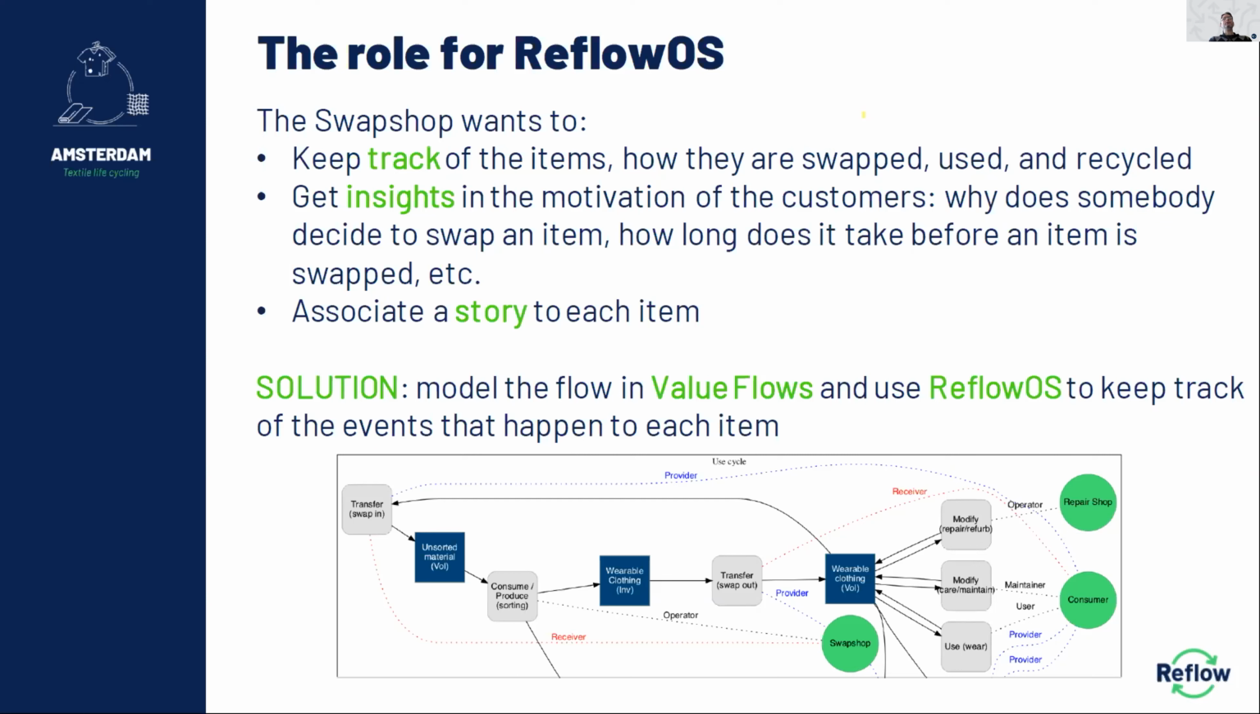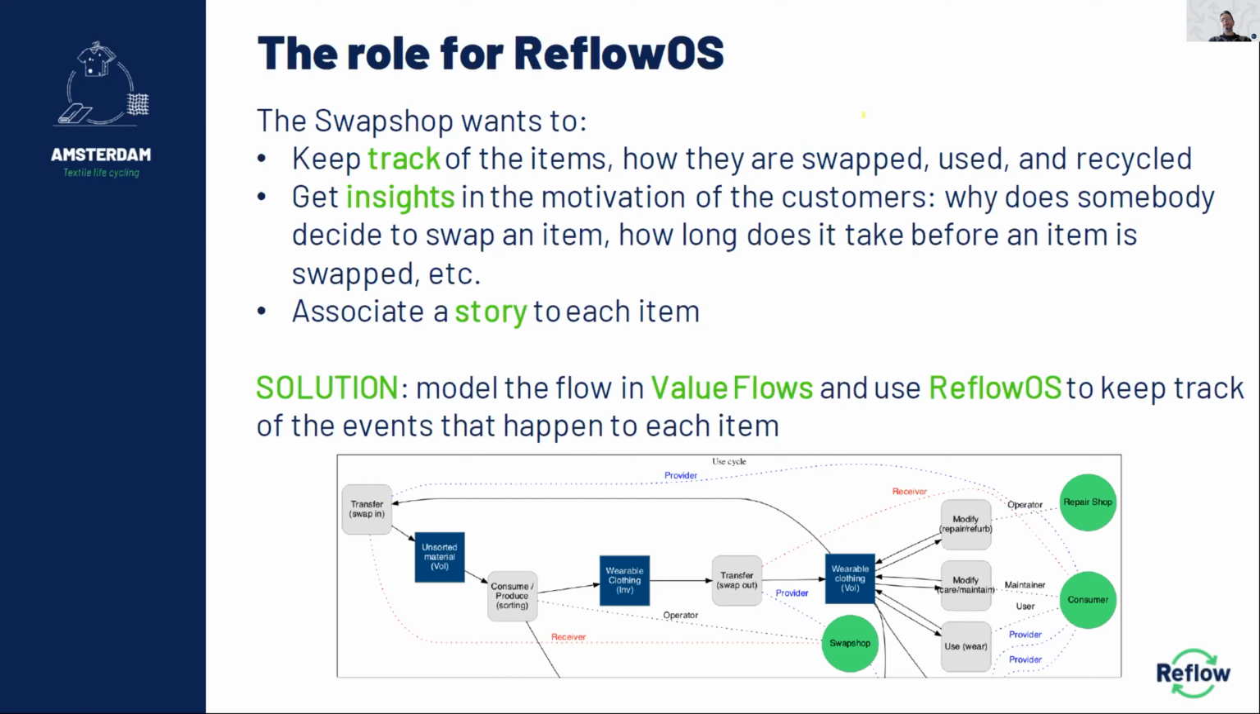So what is the solution that we came up with? Exactly to use REFLOW OS and also the value flow ontology, or vocabulary, to use another word, as Adam described it, to model this whole flow, what happens to the items when they are in the swap shop, when they exit the swap shop, and keep track of what happens by using REFLOW OS.